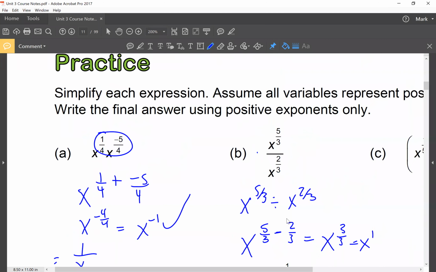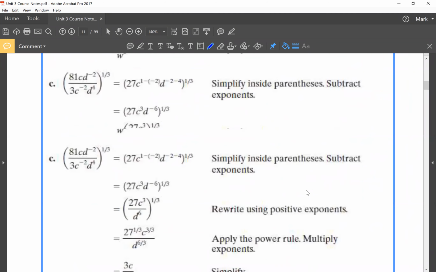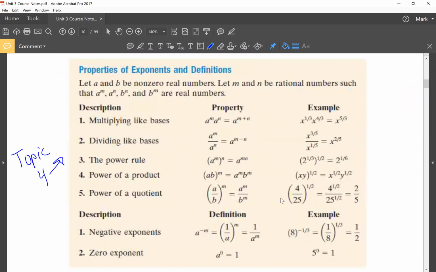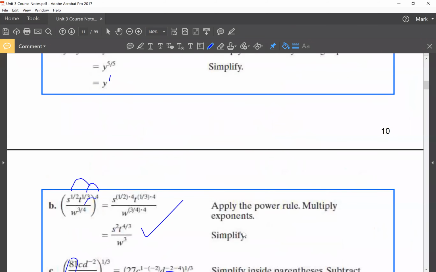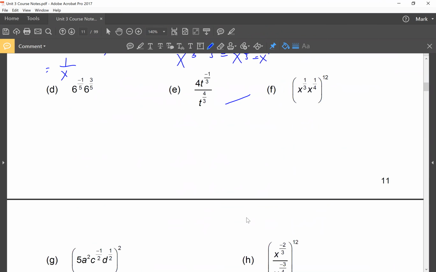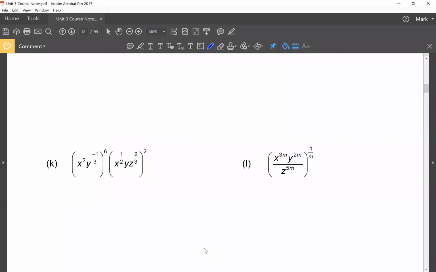All right. I was going to say easy. It's not easy. If any of you guys are like, what is happening? Just remember from topic 4, you need to know these properties. I'm applying these properties to do this. So let's look at a harder one, and then I'll give you guys the chance to try this.